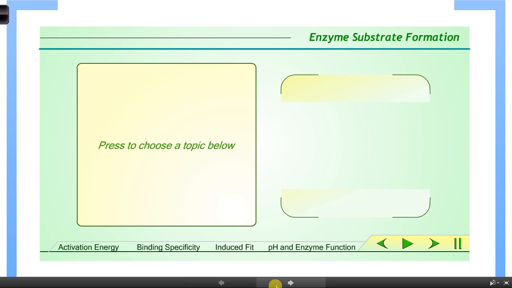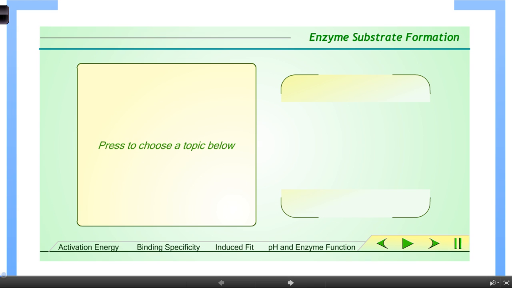So a biological catalyst speeds up a chemical reaction without actually being used up or being involved as a reactant in the reaction. That's basically the definition of a catalyst. Enzymes are proteins, a type of protein that essentially speeds up chemical reactions as part of our metabolism. So how do they actually speed up a chemical reaction?